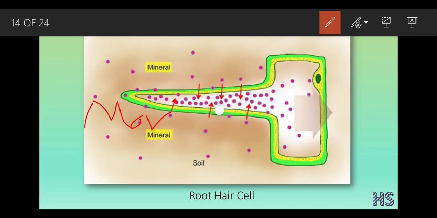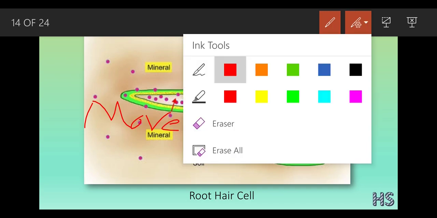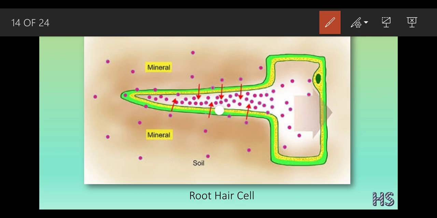We are going to move from the region of more concentration to the region of lower concentration. This is the soil, which is surrounded by some minerals and more amount of water. The water is going to move inside this part. This arrow indicates that the water and the minerals are moving inside.